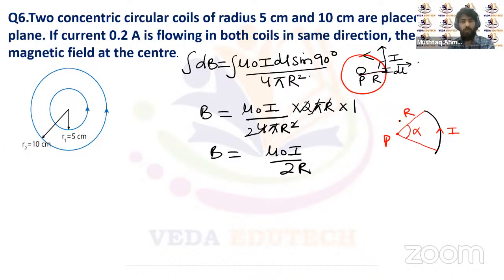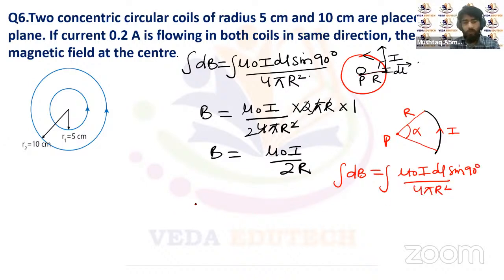Then once again we'll be applying the Biot-Savart law. Once again, the angle between the radius and the tangent of this current element will be 90 degrees. But in this case, the magnetic field, integral of dB, will be equal to integral of mu naught I dl sine of 90 degrees upon 4 pi r square. Now from here, the net magnetic field B will be mu naught I upon 4 pi r square, integral of dl.